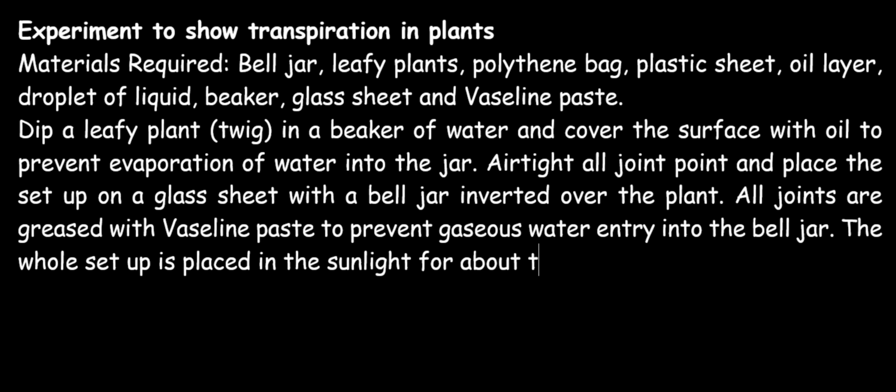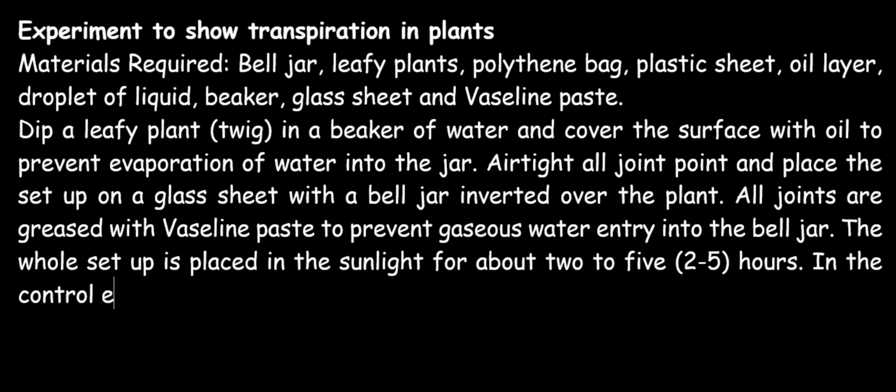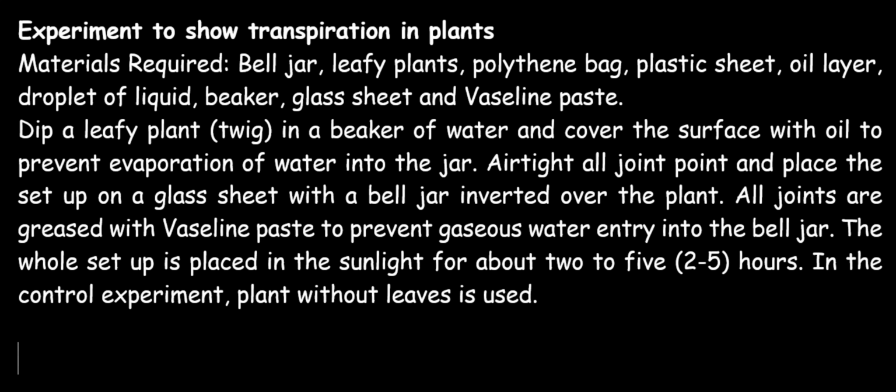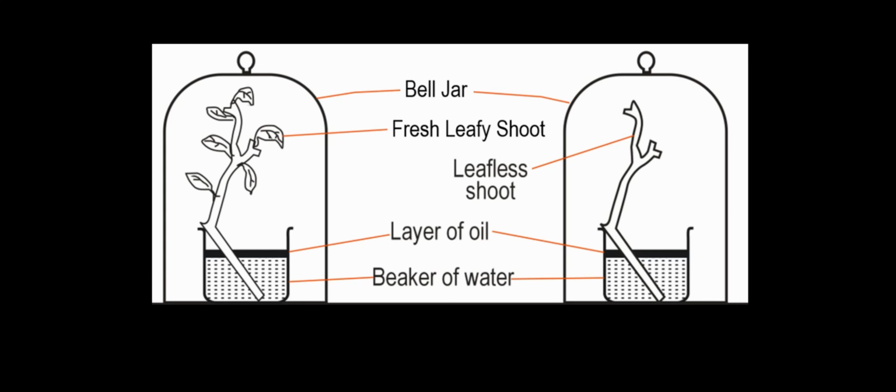We are then going to have a control experiment. In the control experiment, we will do the same procedure as we have done, but what we are going to be using is a plant without leaves. If we do this procedure, what we'll have will be a diagrammatic workup like this. So this is a diagram to show the experiment on transpiration in plants.